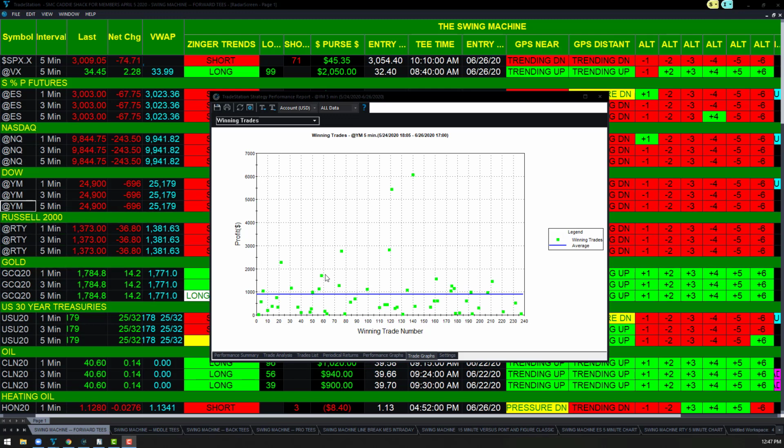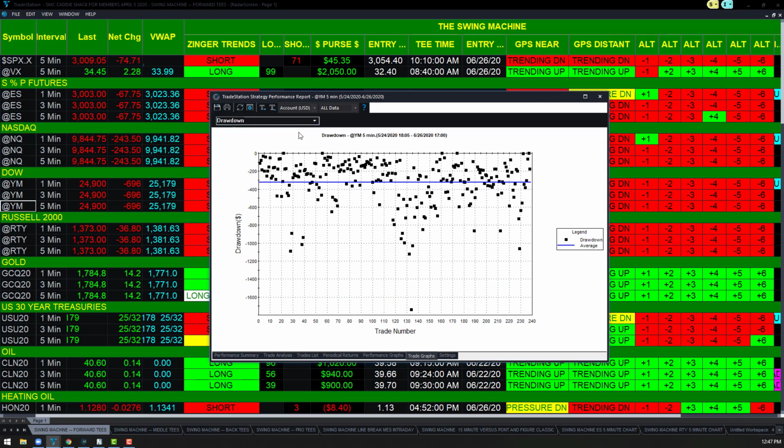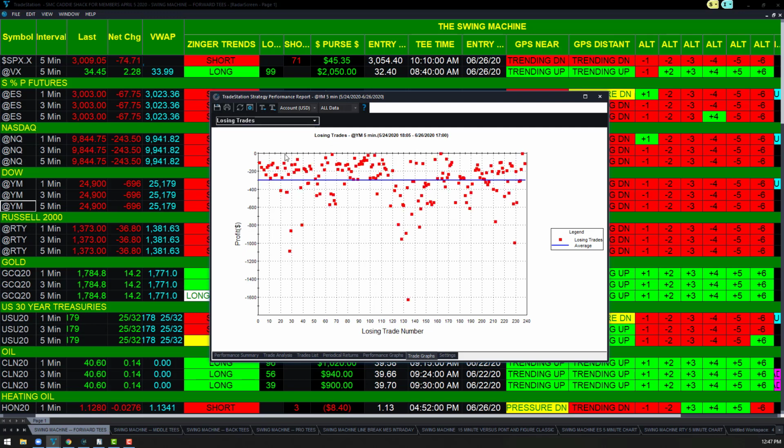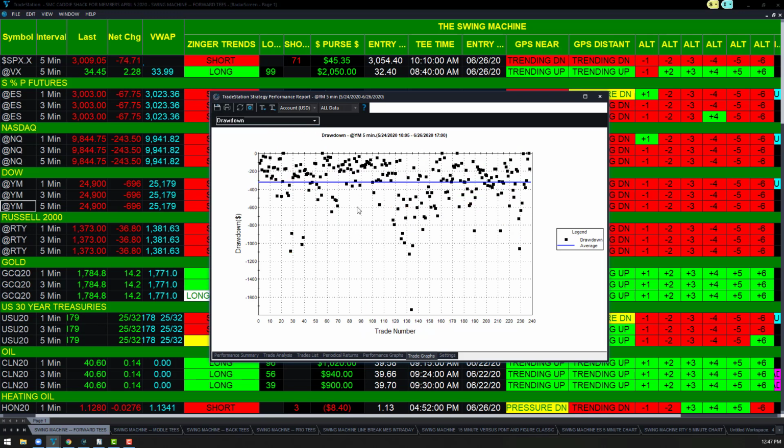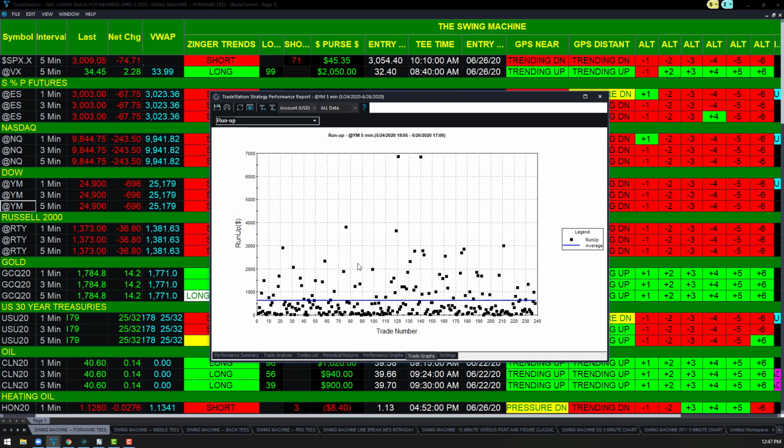Let's look at the 5. Okay, so on the 5-minute Dow, over the last 5 weeks, the average winning trade, if you were playing that, was $897. What is the average losing trade? We will do the drawdown. The losing trade is $298. What about the drawdown? The average draw is $321. Manageable for me with a mini. What is the run up?